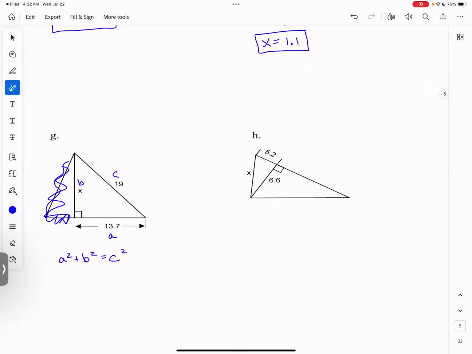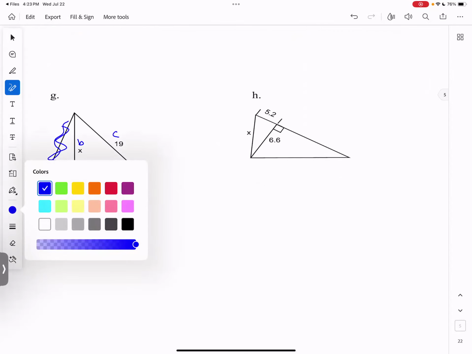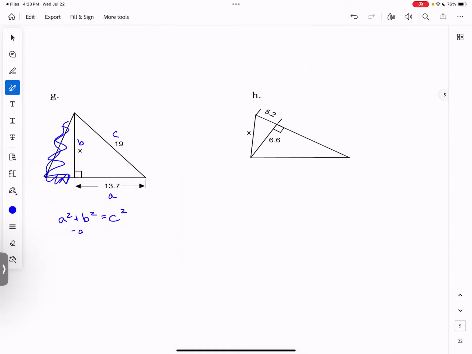We're trying to solve for a, so I'm going to subtract b squared from both sides. So I get a squared equals c squared minus b squared, which is 19 squared minus, oh dear, I was supposed to be solving for b. Whoops. Okay, let's go back. We're going to solve for b, which means we have to subtract a squared from both sides. So we get b squared is c squared minus a squared. And b is x.